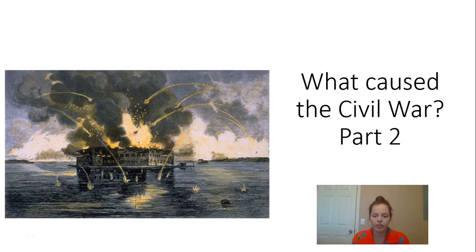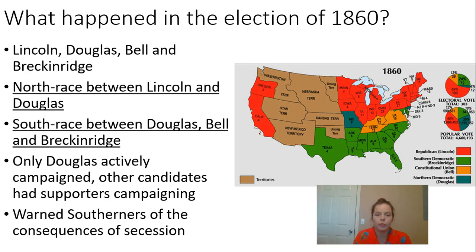All right, this next set of notes picks up right where we left off and getting into the actual Civil War. But first we have to talk about the presidential election of 1860. So the election came down to 4 different candidates. We have Lincoln, Douglas, Bell, and Breckinridge.